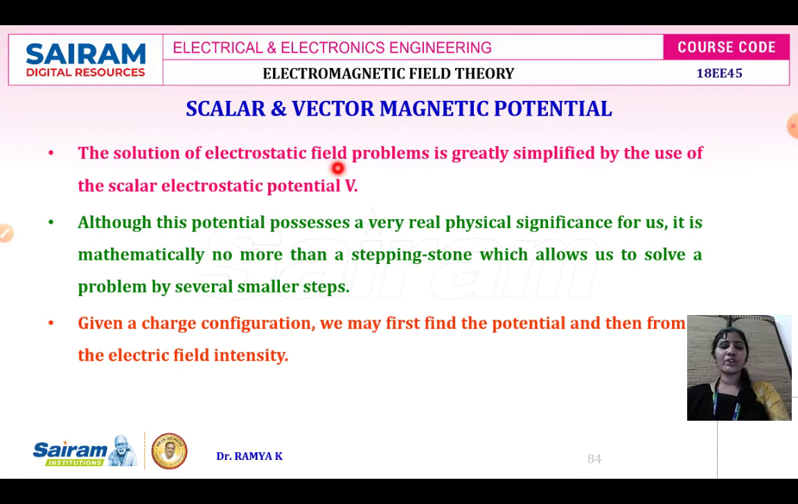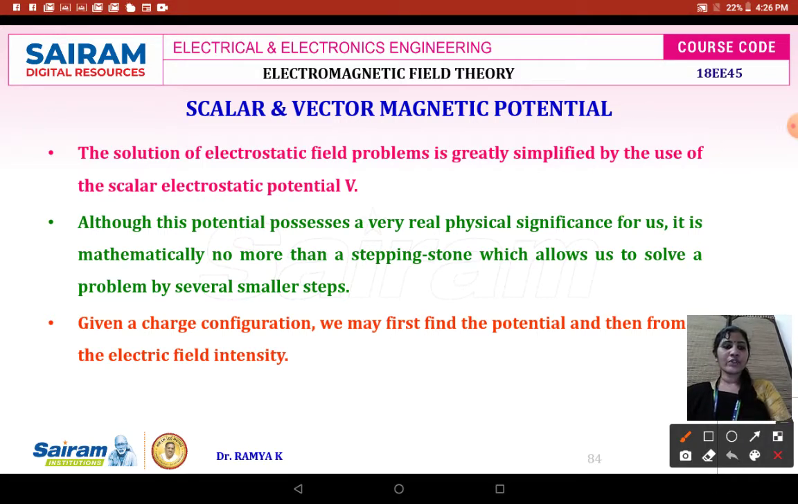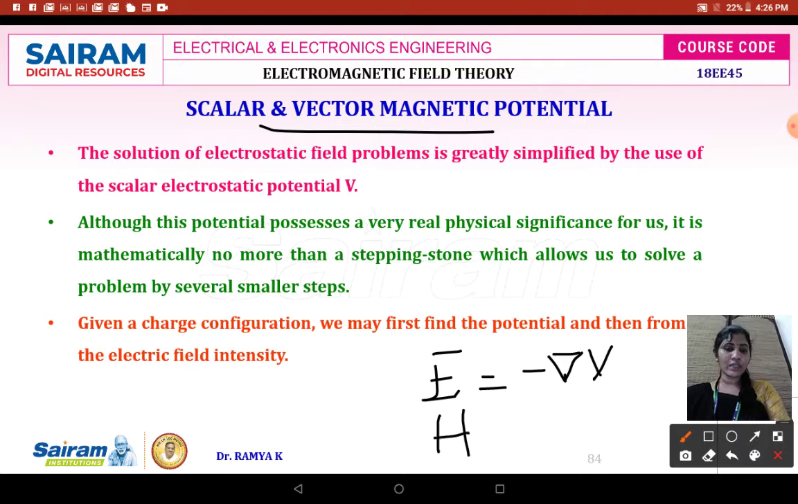The solution of your electrostatic problem is greatly simplified by means of your electrostatic potential. So here, in electrostatics, we have solved the relationship between your electric field strength and electric scalar potential, where the electric field strength is equal to the negative gradient of your electric scalar potential. And in physical significance, for the scalar magnetic potential, in the place of electric field intensity, you can write magnetic field intensity, which is equal to negative gradient of your magnetic scalar potential, where Vm represents the magnetic scalar potential.